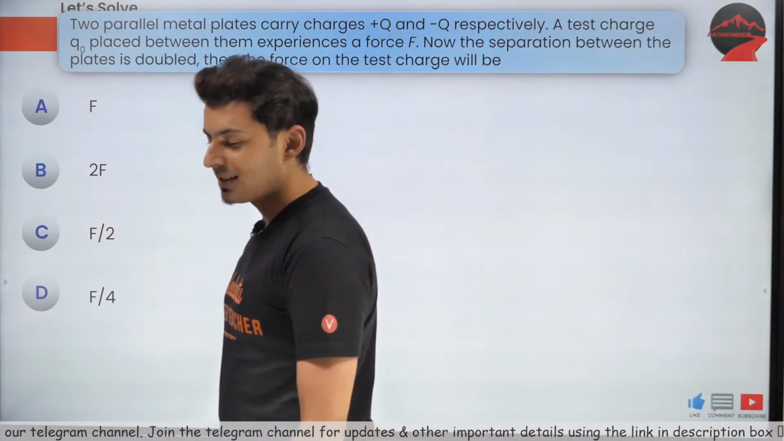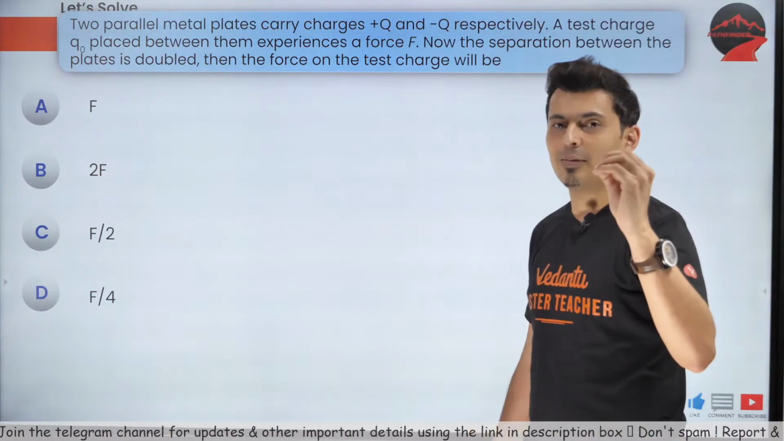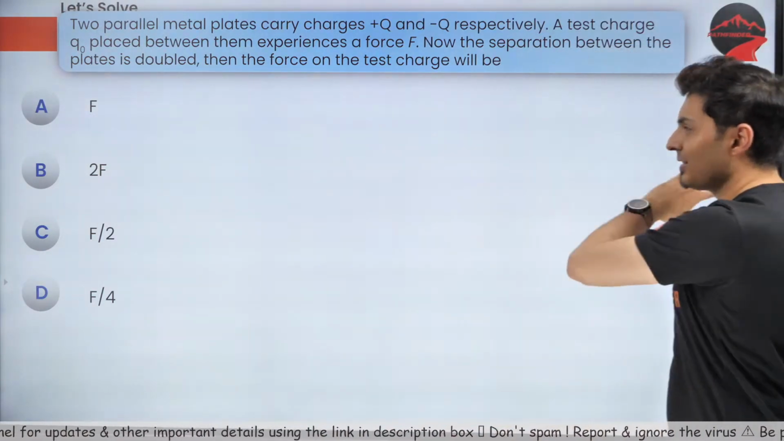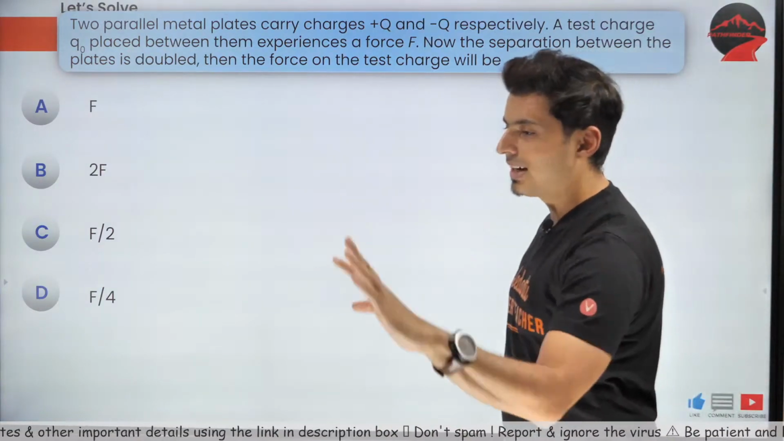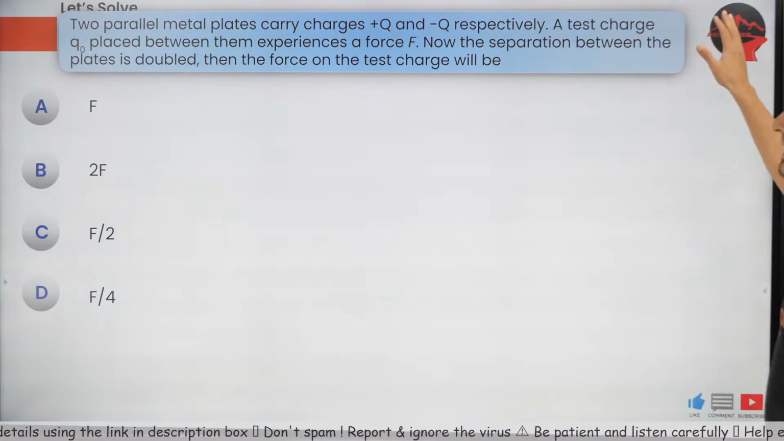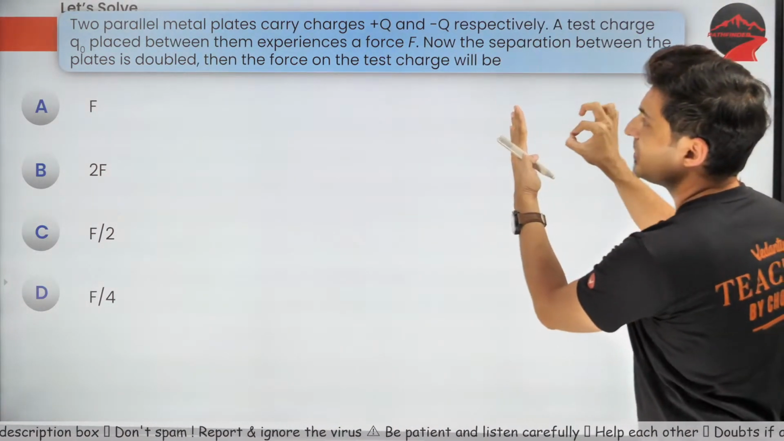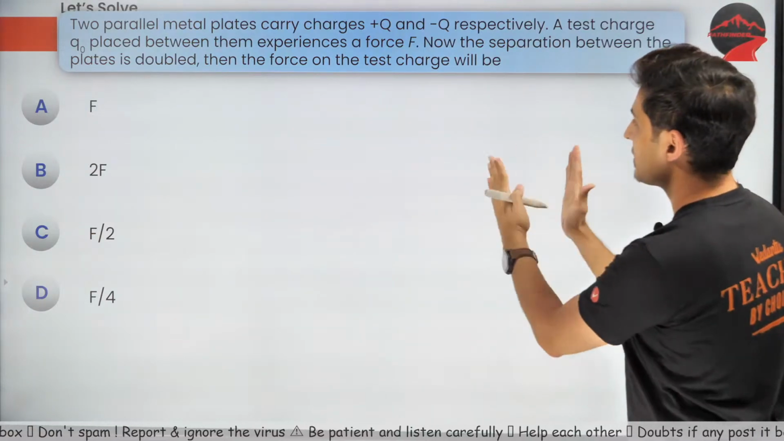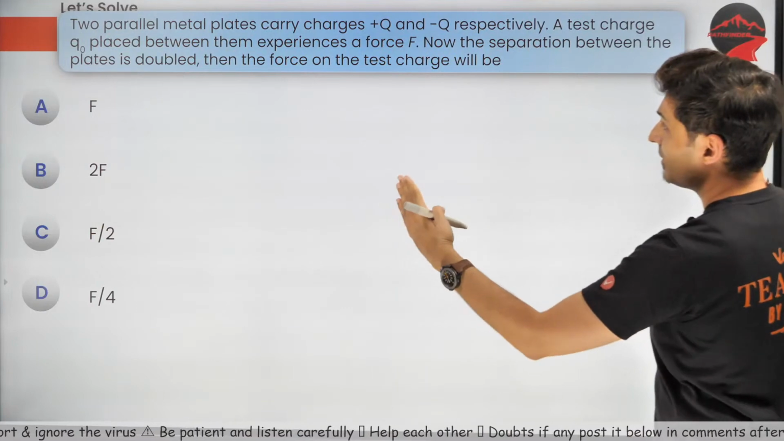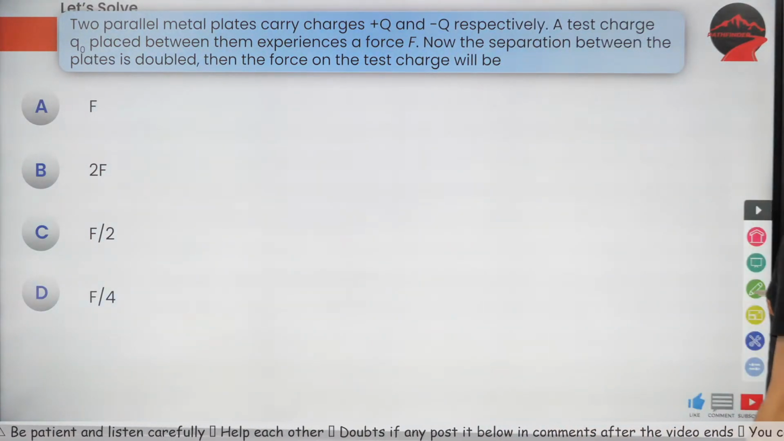Moving on to the next one. This is very tricky. Many of you are going to make a mistake. It's very, very simple if you get the concept. This is an oral question. You don't even have to write anything. Two parallel metal plates carry charge Q and minus Q, respectively. A test charge is placed between them. It experiences some force. Now the separation between the plates is doubled. Interesting. So what is the new force on the test charge?